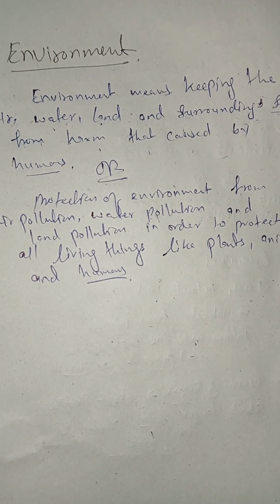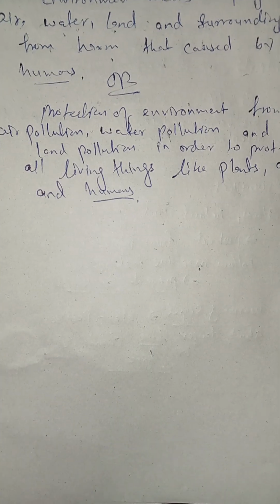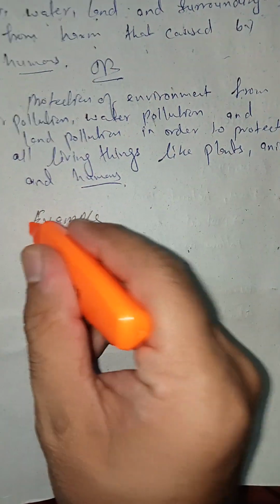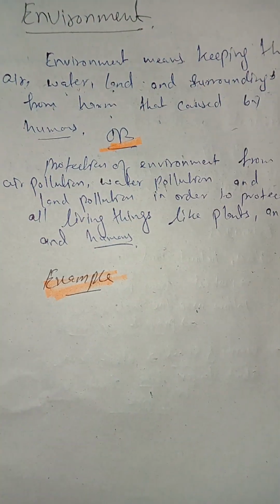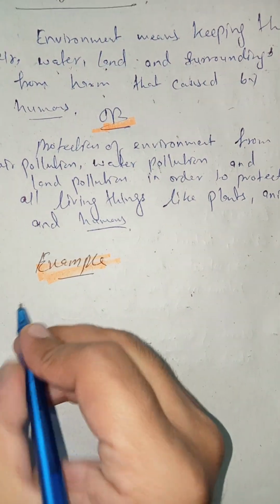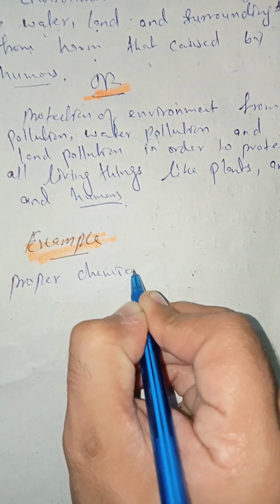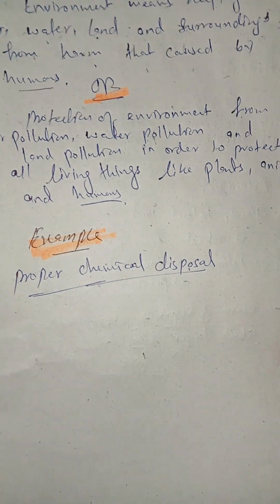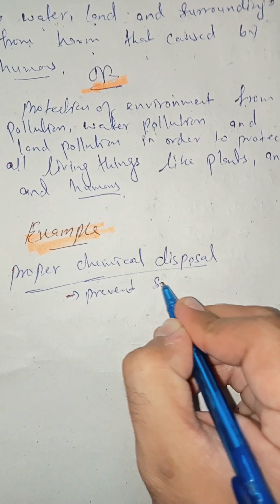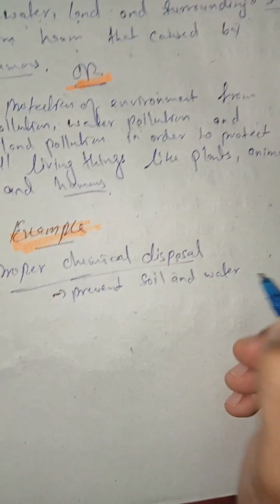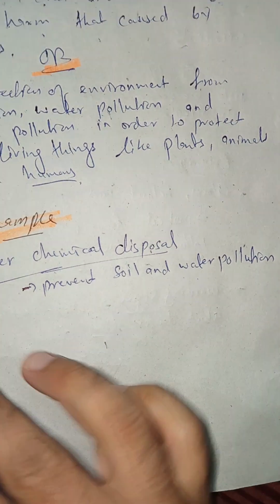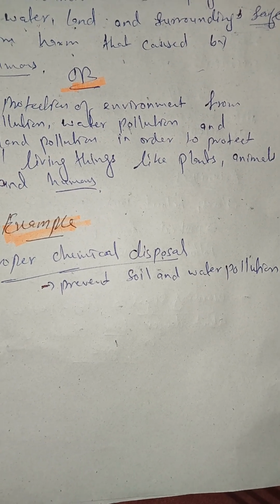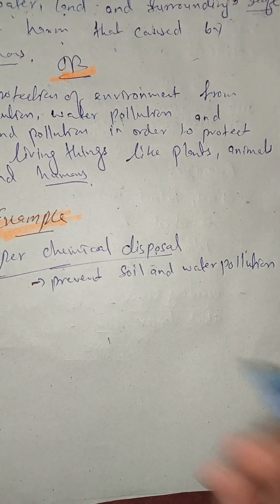And how can we save our environment? We have to follow these things. For example, this is the example. Proper chemical disposal. Why? To prevent soil and water pollution. We know that many industries, when they leave their chemical waste, their disposals in the soil and water, soil and water pollution occurs.